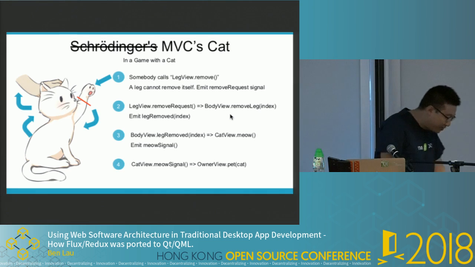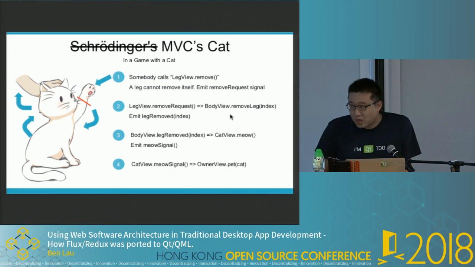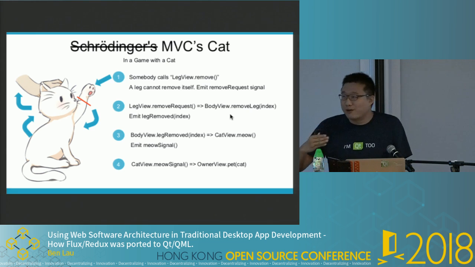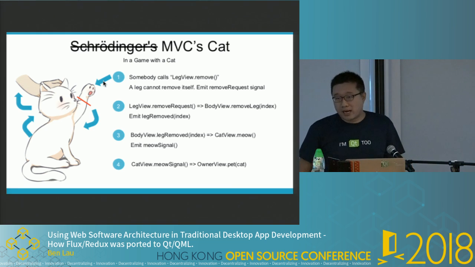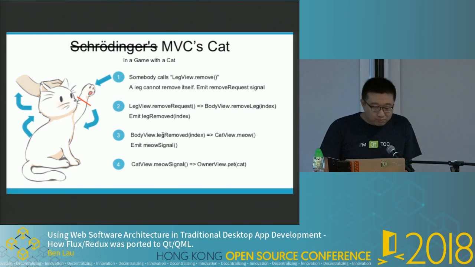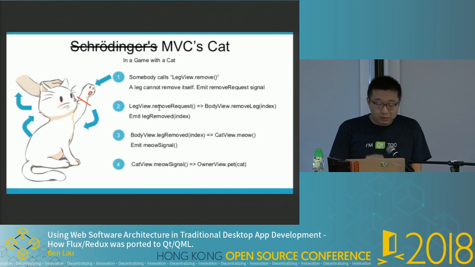Let's show an example. Let's say you have a cat in a game. Somebody wants to cut off the leg, and then they try to call the remove function from the leg view. But a leg cannot remove itself because it's owned by the body. So what could you do? Hey cat, please remove your leg. Because the program will obey your order. So you need to emit a signal called remove request, and then the body will try to call the remove leg function.